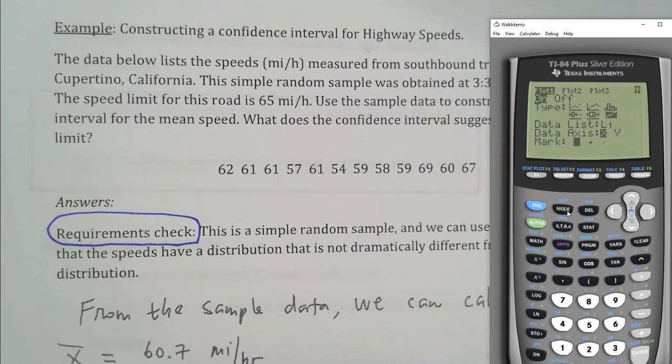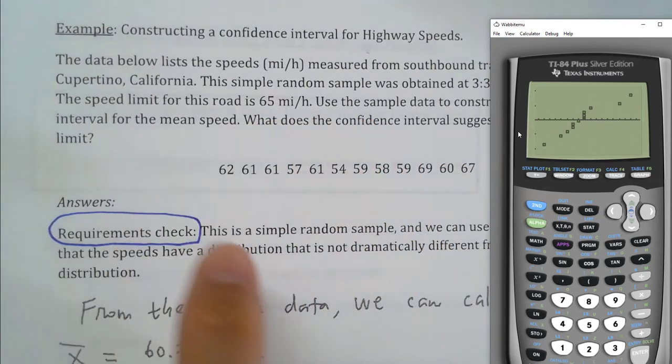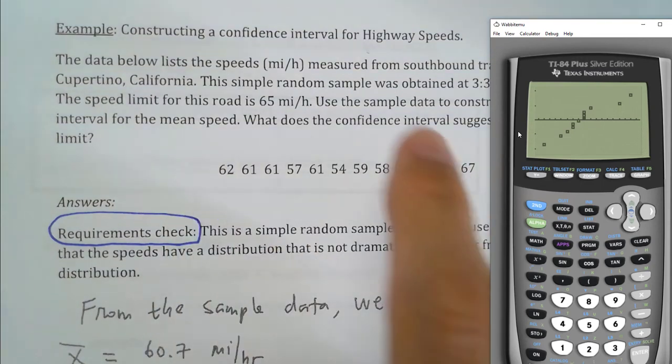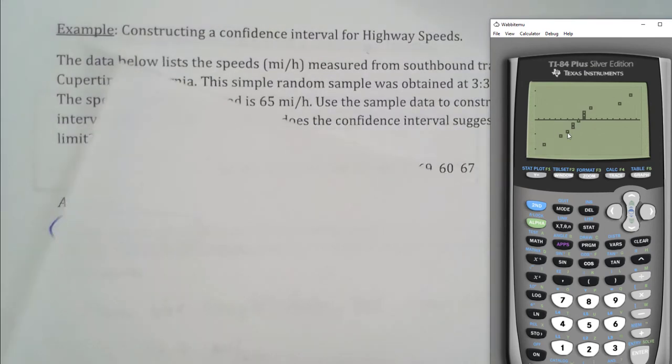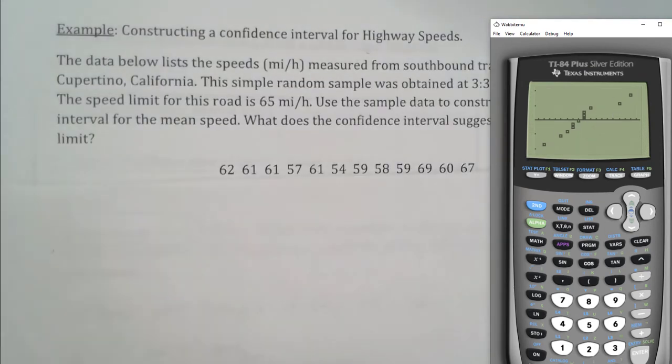Okay, so you're going to quit. Go to ZOOM and choose option 9, ZoomStat. Now, if you plot the normal probability plot and there is the pattern of a linear line, a straight line, then it confirms that the sample that we have here is coming from a population that is normally distributed. So if you get something like this one here, this is good. This looks like a linear pattern, right? Yeah, this is a linear pattern.